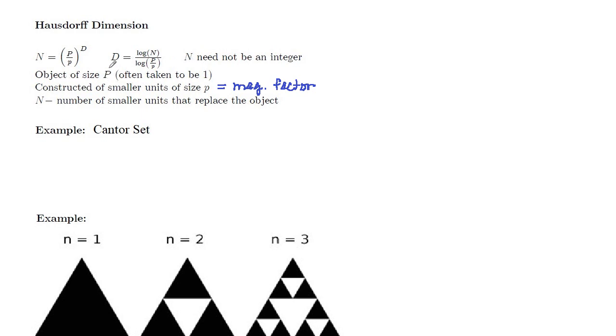Your object had size P, usually taken to be size 1. Cap P constructed of smaller units of size little p, that was our magnification factor, and cap N is your number of smaller units that replace the object.